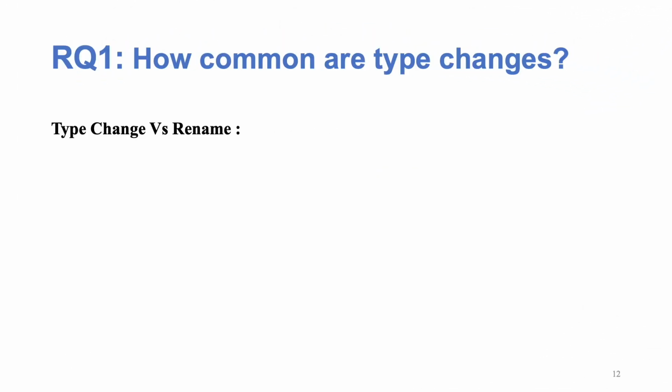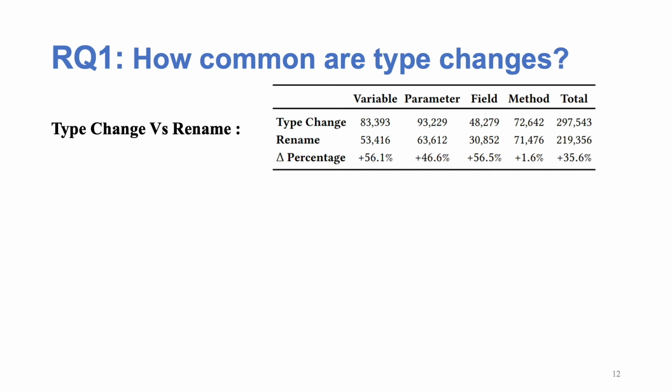Now we will look at some results from our study. To understand how common type changes are, we needed a baseline. While type change is not a refactoring per se, we chose rename to compare it with. This is because rename refactoring is the closest to type change in the sense that it can also be applied to a local variable, a field, a parameter, or a method.